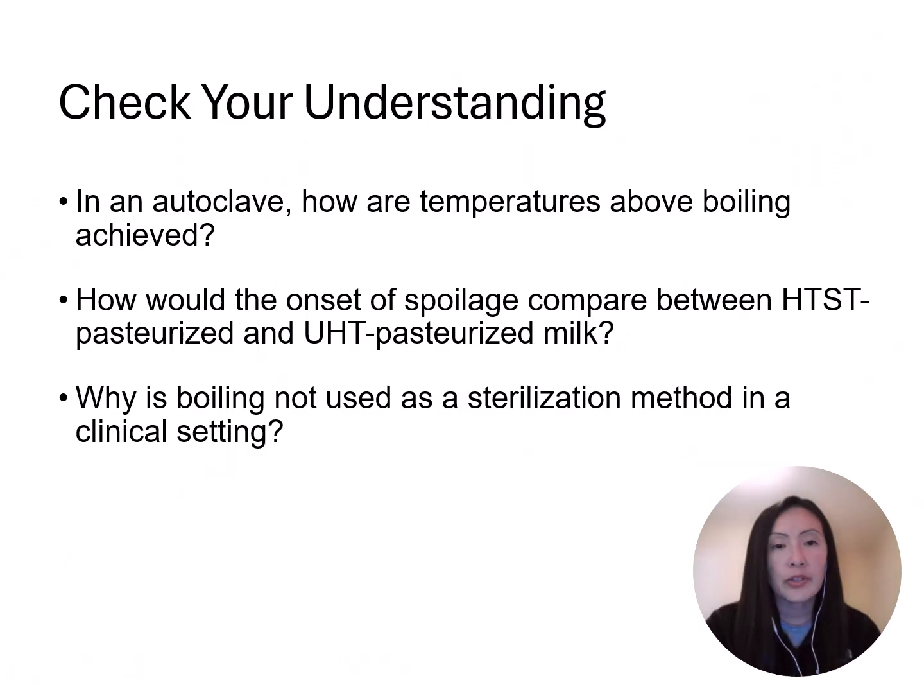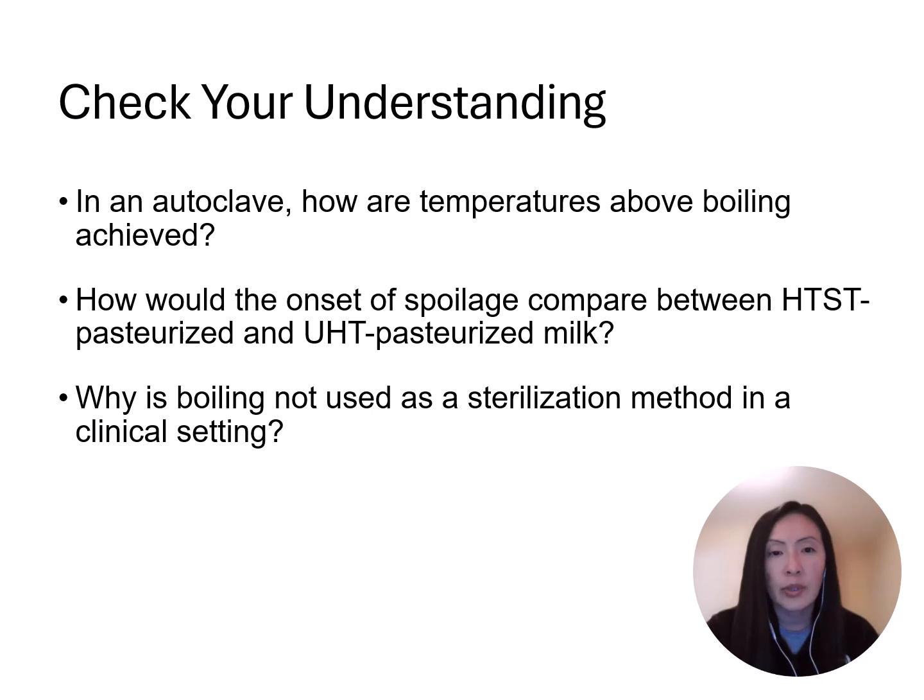Our next checkpoint question asks, in an autoclave, how are temperatures above boiling achieved? So an autoclave is a sealed chamber that traps steam under high pressure, around 15 to 20 pounds per square inch, or PSI. Increased pressure raises the boiling point of water above 100 degrees Celsius. So it's a lot like a pressure cooker that you might have at home. This allows the temperatures to increase over 100 degrees Celsius, up to 121 to 132 usually, and this is hot enough to kill endospores and destroy all microbes, even viruses.